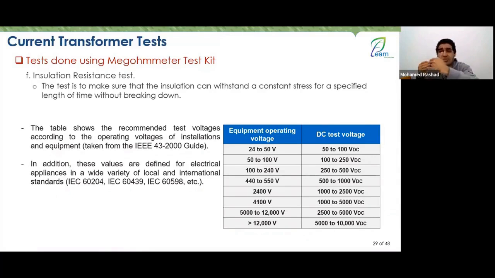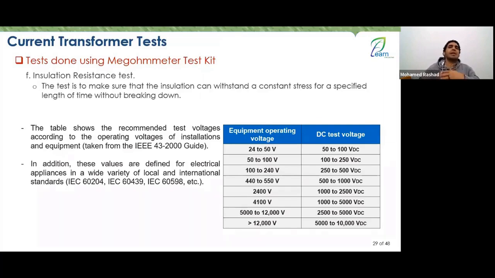The principle is the same whether you're testing one type of equipment or another. You are testing your equipment, whether it's fixed or otherwise, without causing any breakdown of its insulation, right?